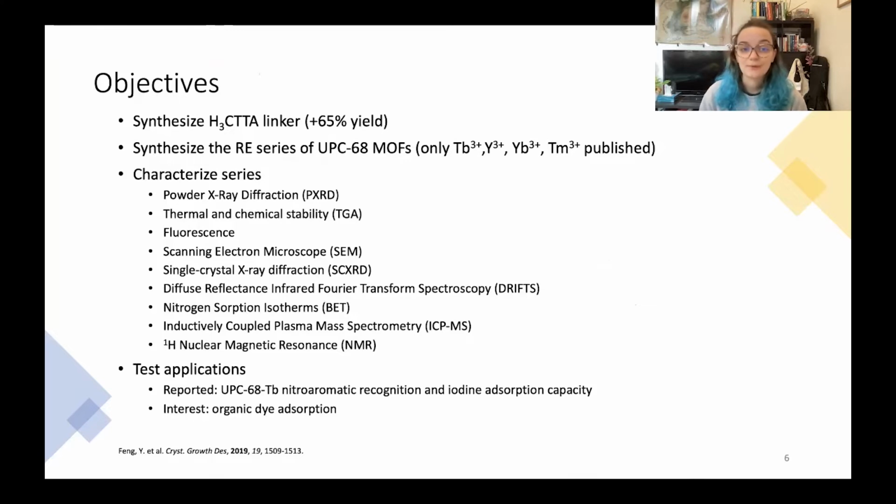So what are the objectives for my project? First and foremost, I have to synthesize the linker since it's not readily available to buy. Usually we try to synthesize these with an above 65% yield, just so we're a bit greener in our use of chemicals. I would then try to synthesize the series of UPC-68 MOFs. A few of them have been published in the past year, I think, but you saw all the lanthanides. I would try and make all of these different MOFs with all the different metal cluster centers.